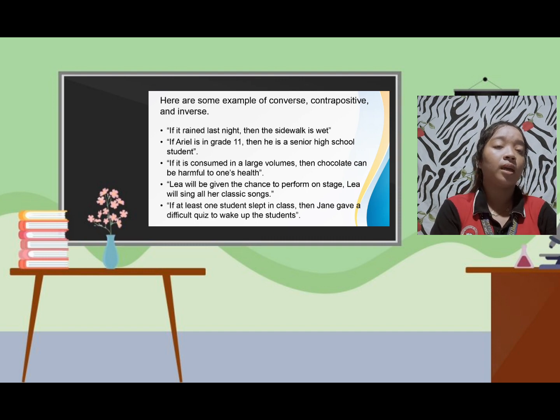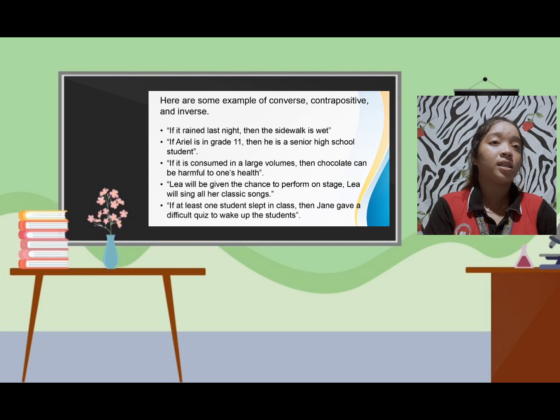So in the conditional statement, if it rained last night, then the sidewalk is wet, our converse will be: if the sidewalk is wet, then it rained last night. Okay, guys, did you get my point? Okay, did you get that?